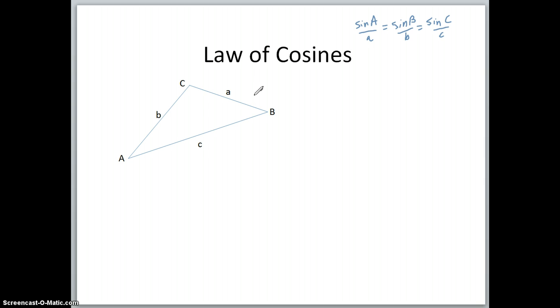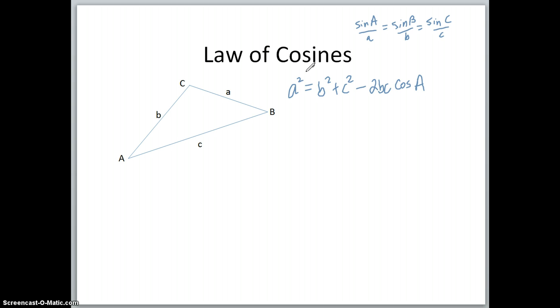Let me give you the law of cosines. I'm not going to go over exactly how it comes about, but basically we end up using the Pythagorean theorem to come up with the law of cosines. So that's why the law of cosines looks a lot like the Pythagorean theorem. So the law of cosines is this. We have a squared equals b squared plus c squared minus, notice here that this part looks a lot like the Pythagorean theorem, minus 2bc cosine of angle A. It looks like a lot, but it's actually pretty easy to remember the law of cosines.